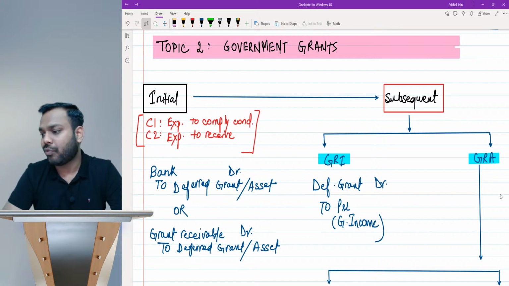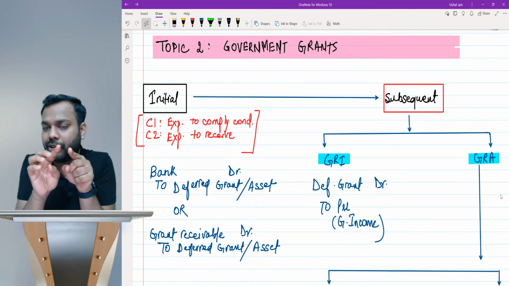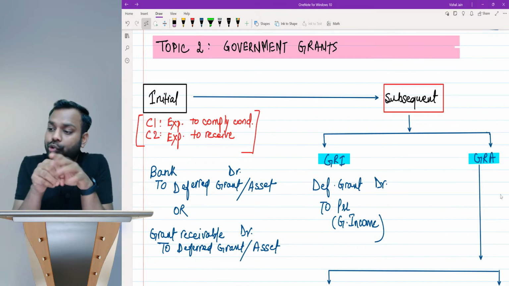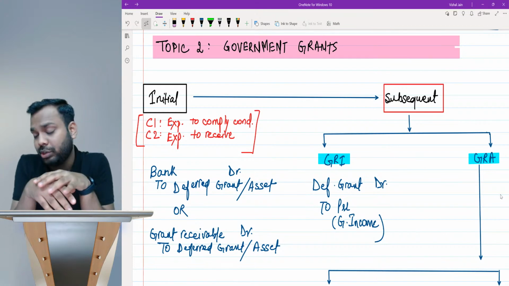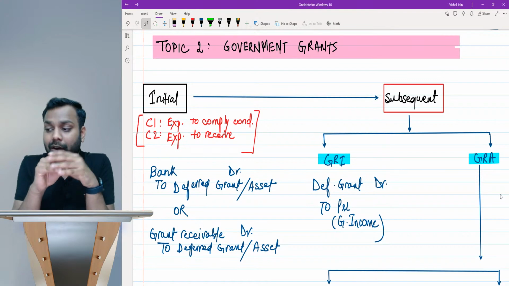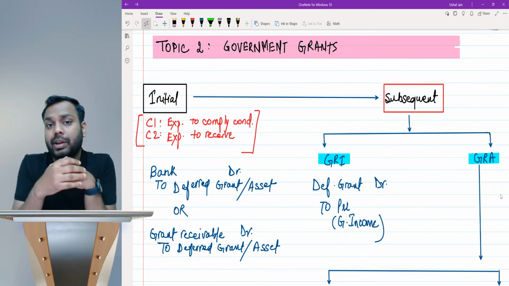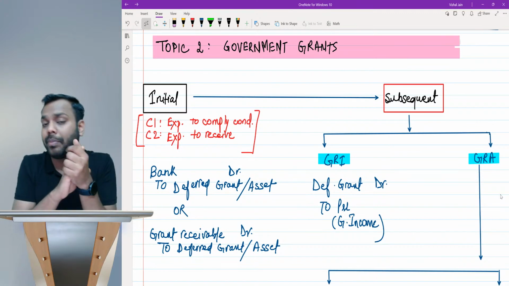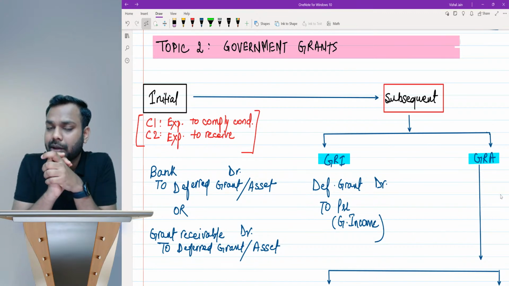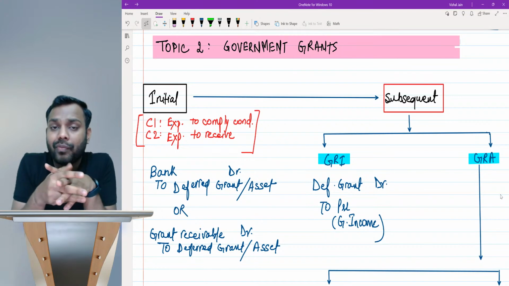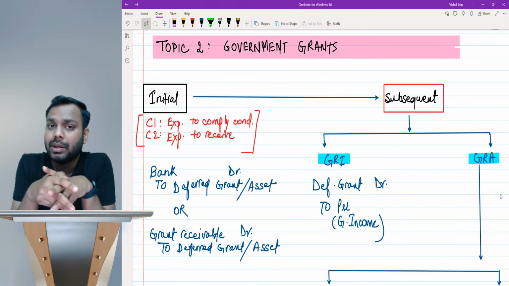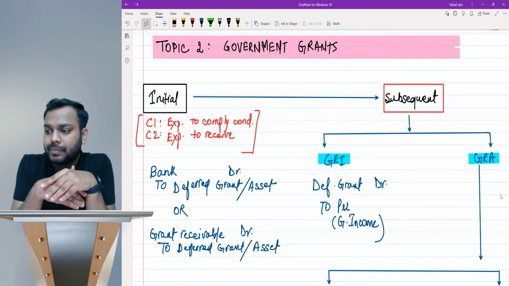Inbuilt warranty and standard warranty are the same? Yes, Diksha. Basically, any warranty which is not distinct, the question will specify, or you have to understand the question. After reading the question, you have to understand whether it is distinct or not distinct. If it is not distinct, you have to make a provision. If it is distinct, you have to treat it as a performance obligation. I just gave you an example of inbuilt warranty and additional warranty. That's all. Is that clear?